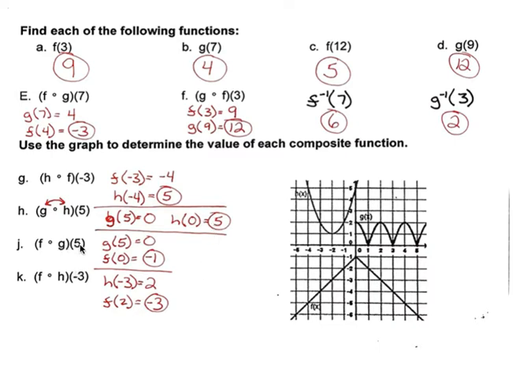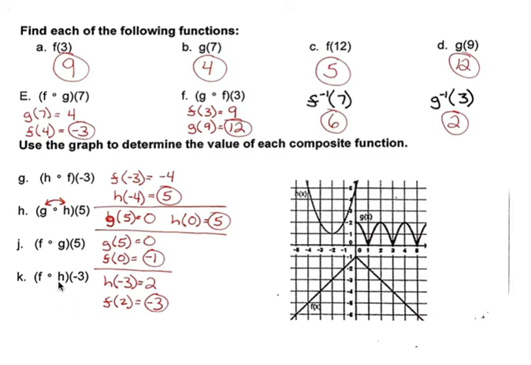F of g of 5, so g of 5 is 0. And then we have to find f of 0. F of 0 is right here at negative 1.